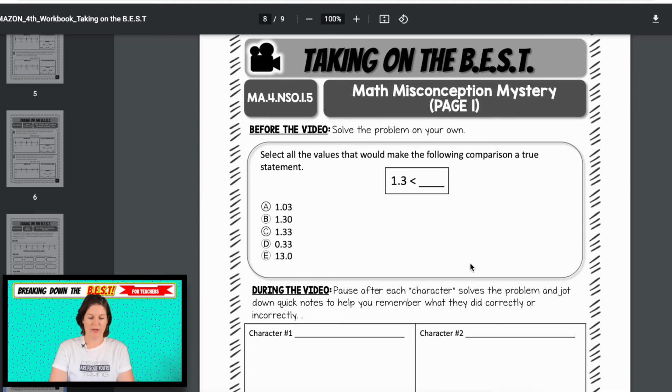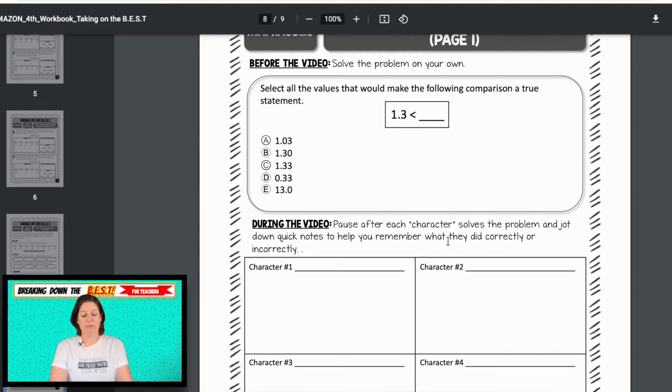Okay, and then you have a math misconception mystery episode that I pointed out before, but the problem today is: select all the values that would make the following comparison statement true. It's similar to that one that the Department of Education provided. So with this one, your students should solve the problem first, and the video walks them through all this. They'll solve the problem first, and then they'll be introduced to the 4 characters, which are really just me, dressed up in silly costumes.